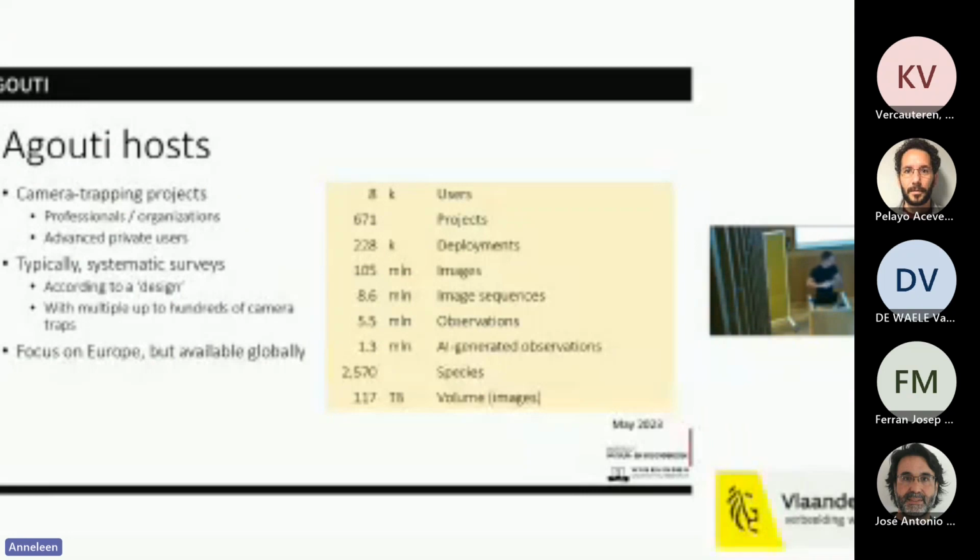It's also why we started it in the first place. And what we do is we focus on Europe, hence also the name agouti.eu. But it's available for everyone that likes to use it, because we want to make sure that if you think it's useful, then please join.